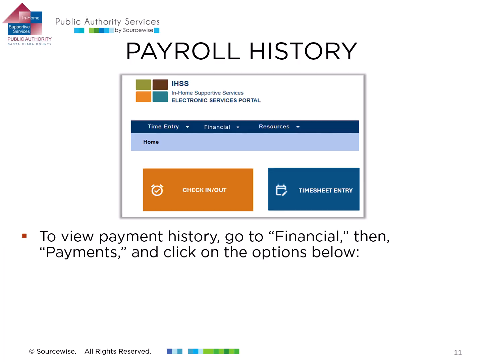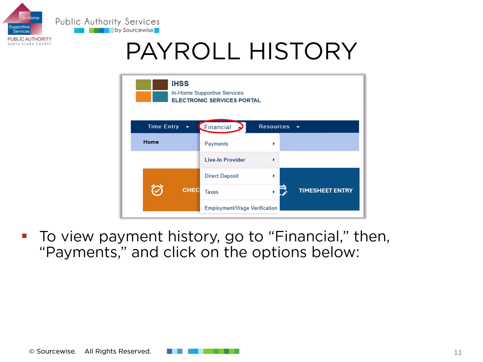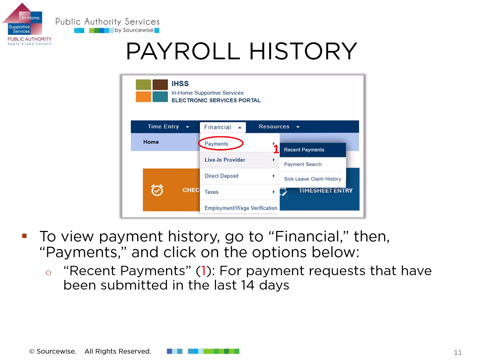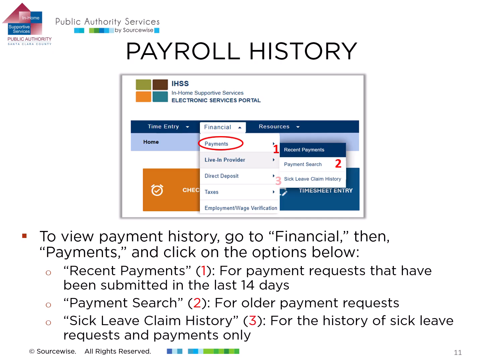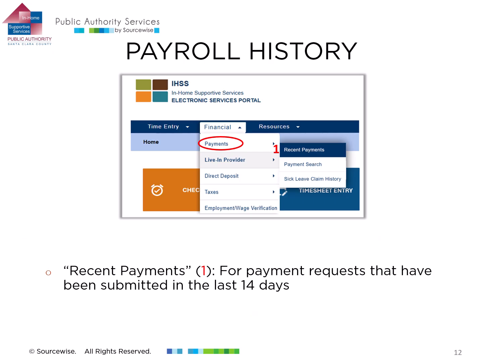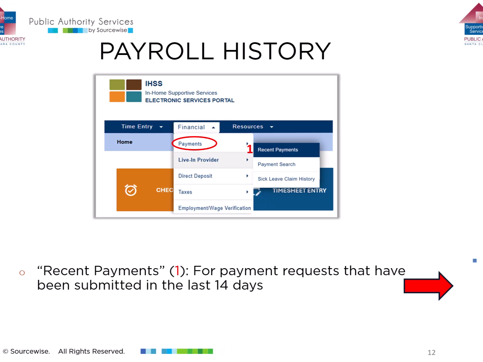Now let's learn about reviewing payment history through the Financial tab on the ESP. In the drop-down menu, click Payments. From here, you can choose Recent Payments to review hours submitted through timesheets in the past 14 days. You can search for older payment requests through a payment search, or you can review past sick leave claim requests and payments. First, we'll look at Recent Payments.